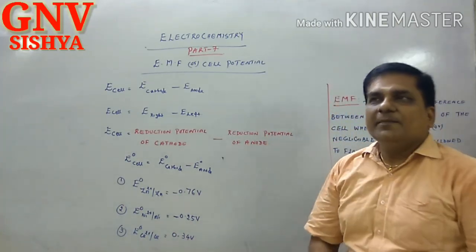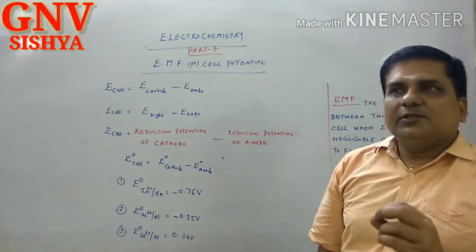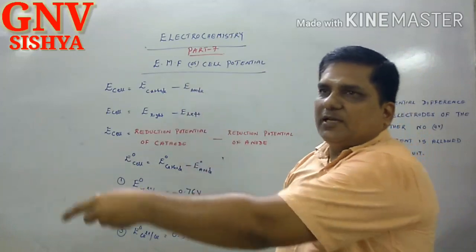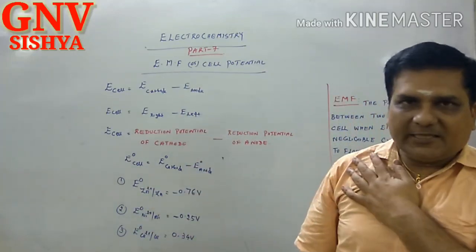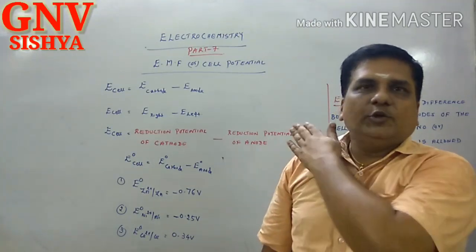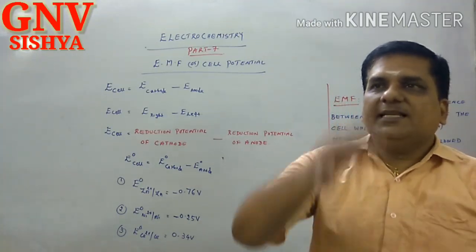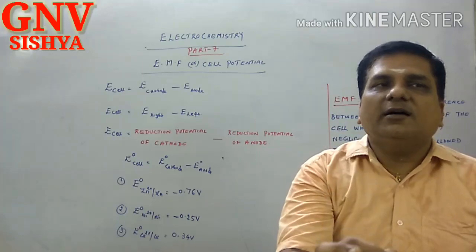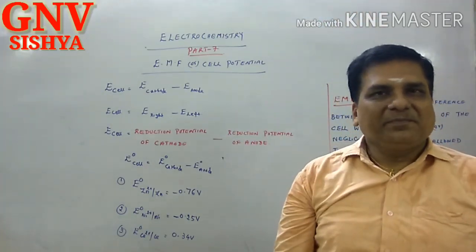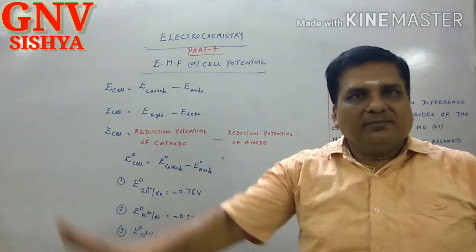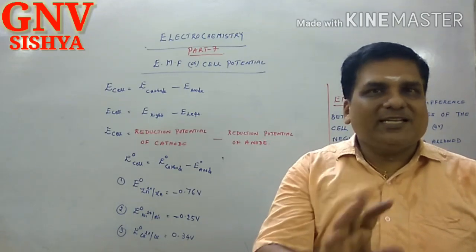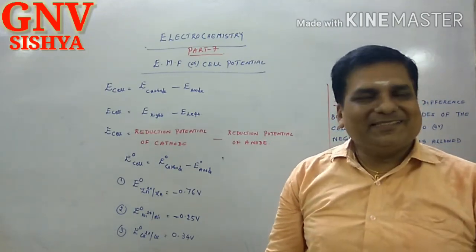Listen to me very carefully. IUPAC recommends uniformity in both cases. See, in one case I am using oxidation potential, in the other case I am using reduction potential. What does IUPAC suggest? IUPAC recently unified it. IUPAC recommends the usage of only reduction potential. Everywhere is the problem. Correct? IUPAC recommends the use of only reduction potential, not oxidation potential.